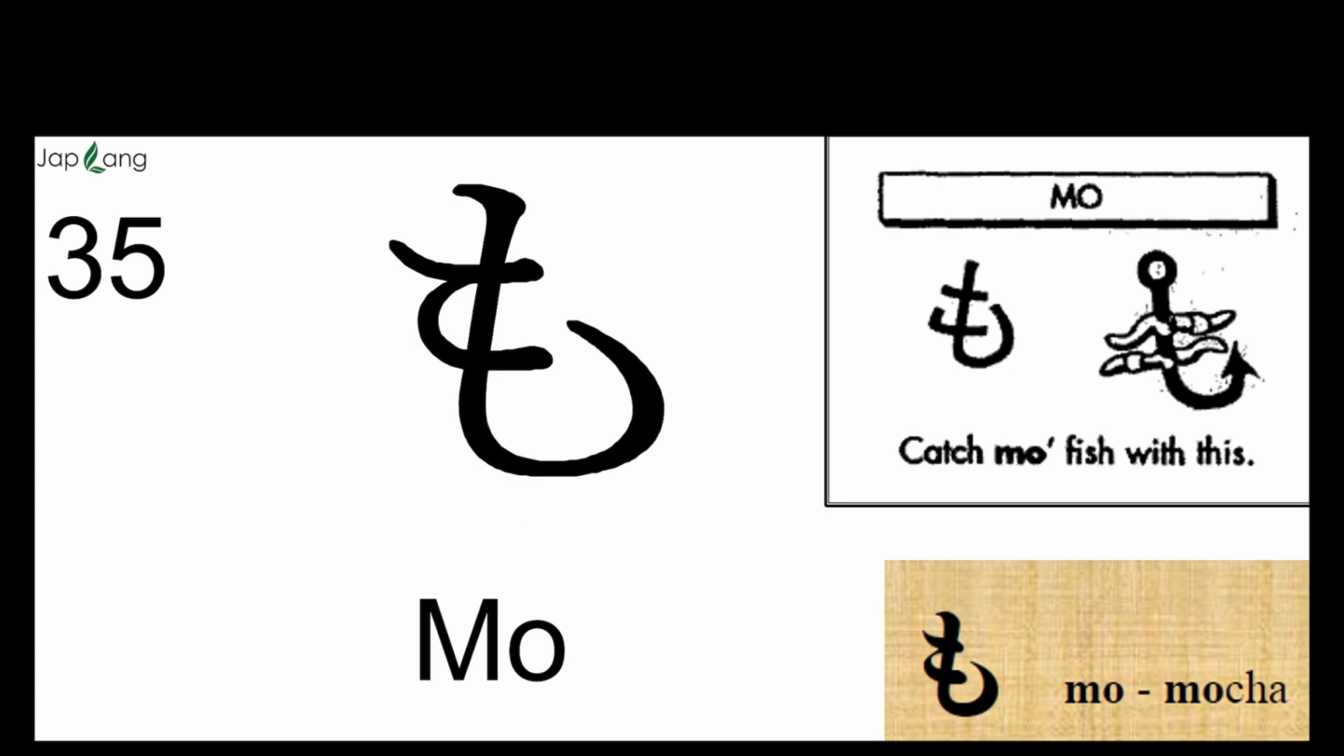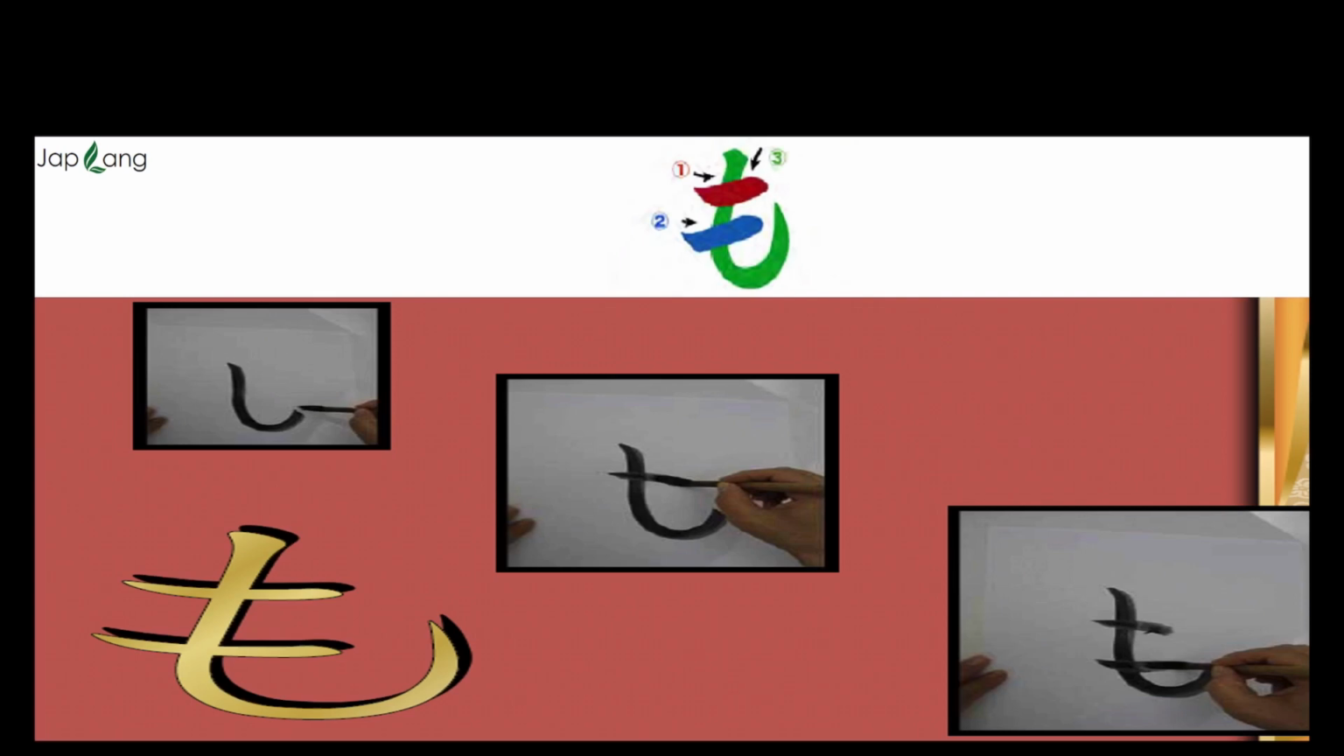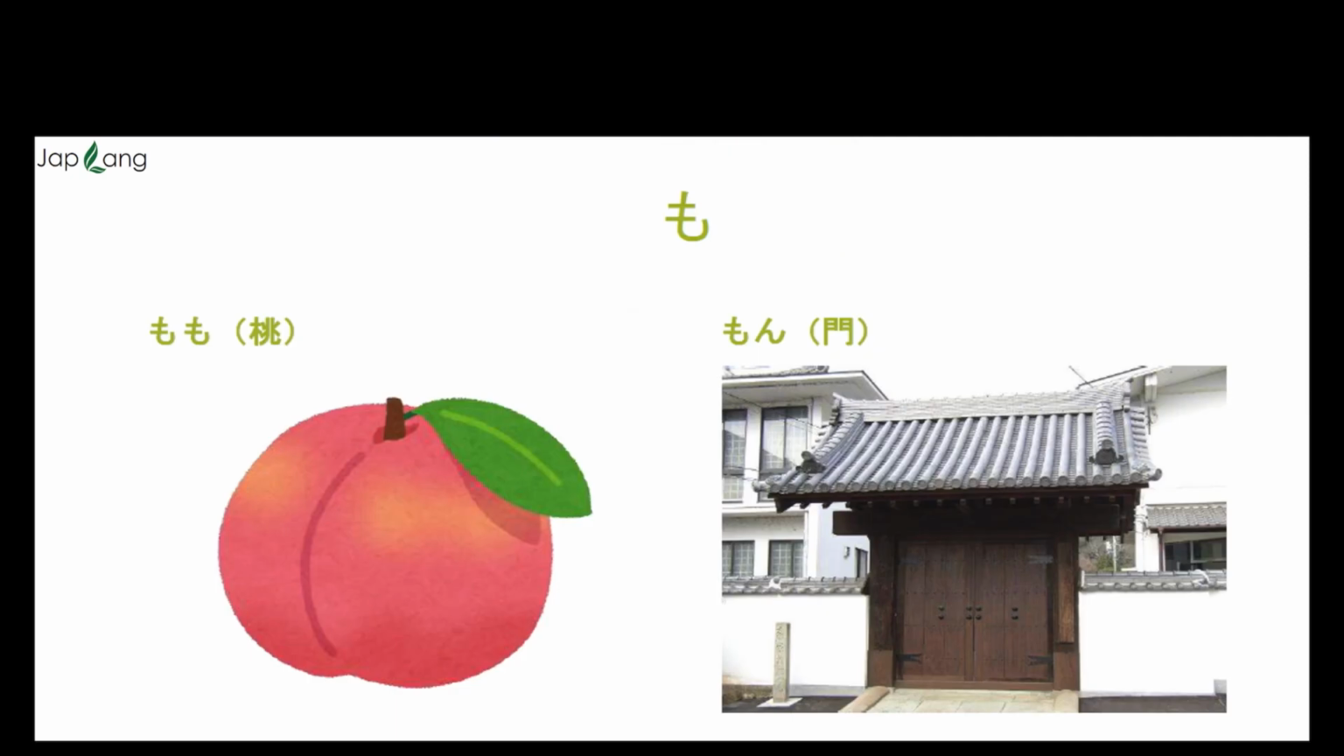Last character of this Ma group is Mo. Catch more fish with this Mo. It looks like an anchor. Mo is as in Mochi. It has 3 strokes, red, blue and green. Momo. Mon is gate.